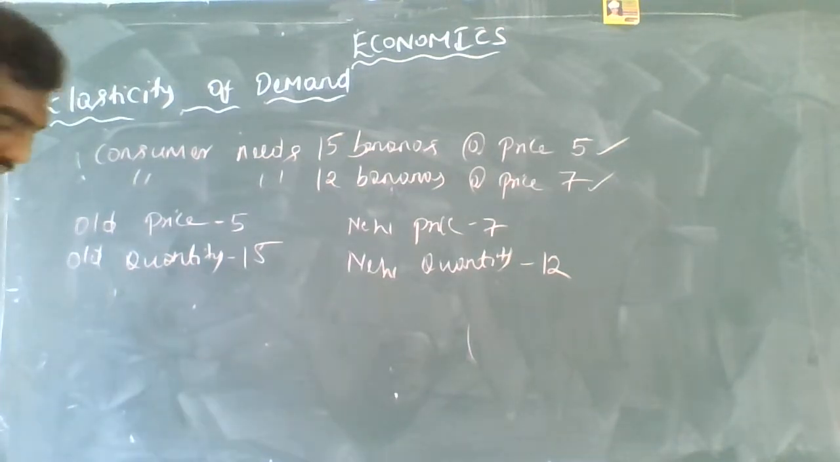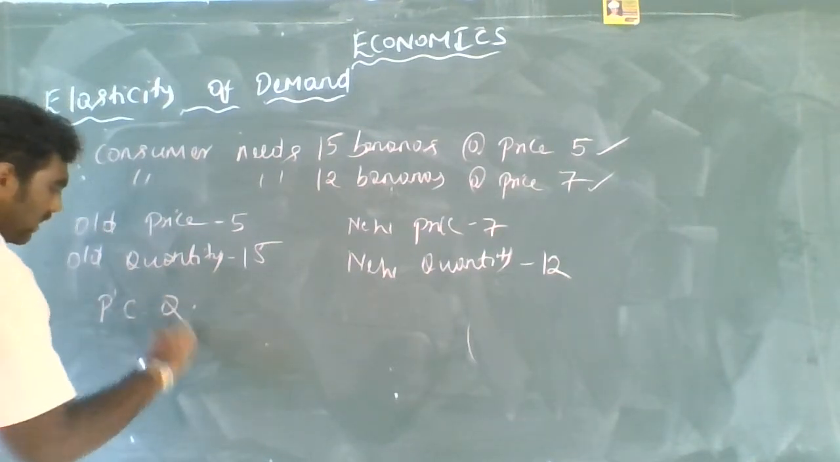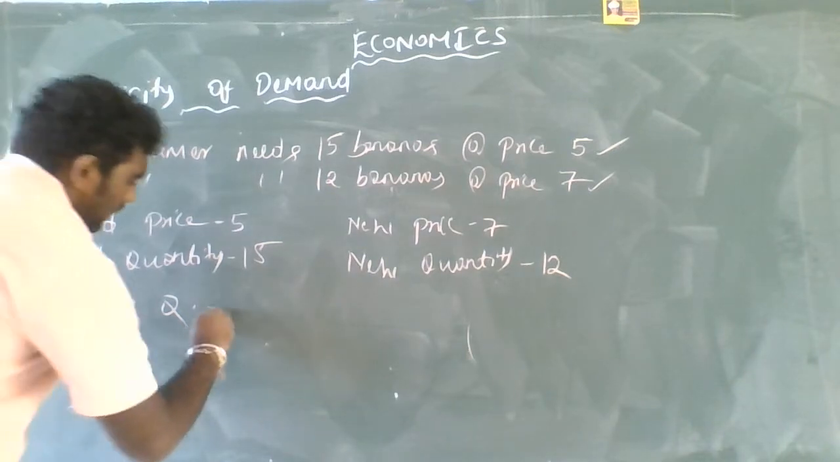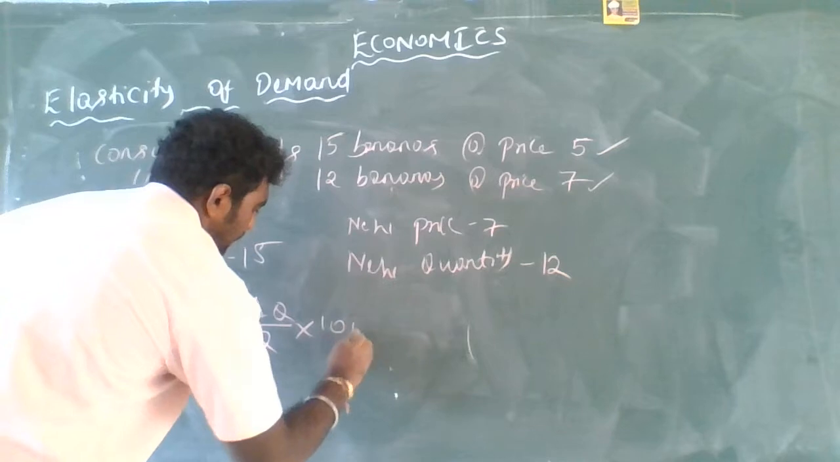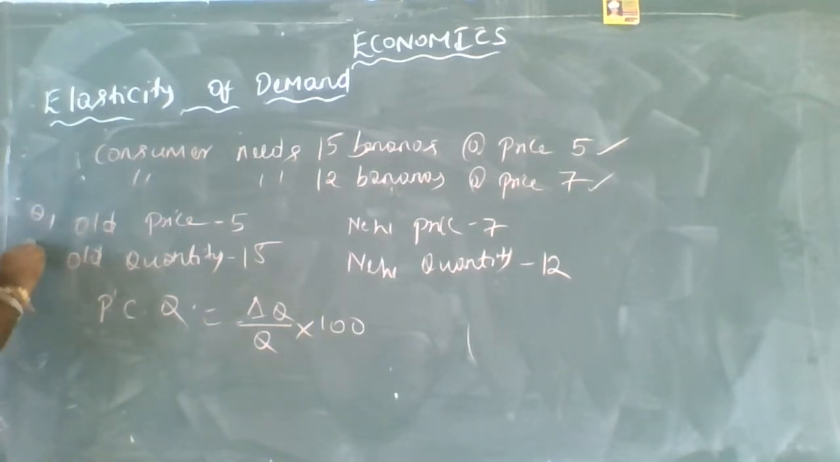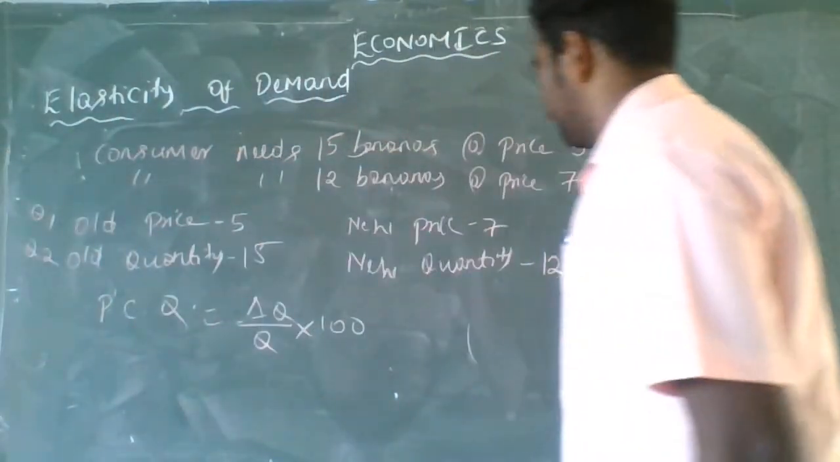Now, first let us determine the percentage change in quantity. We have understood it is delta Q divided by Q into 100. So what is delta Q and Q? Here the old price and old quantity can be written as Q1, and the new quantity as Q2.